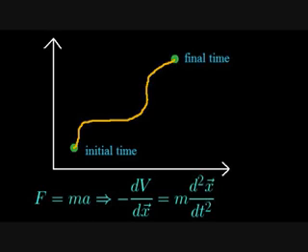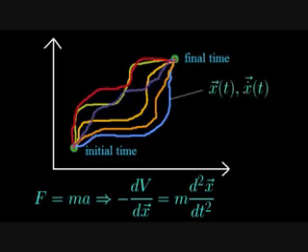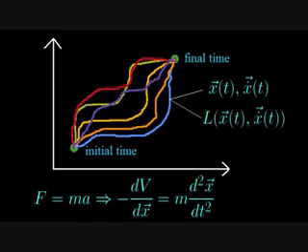The principle is as follows. Draw all possible paths between the initial and final position of a particle. At each point on a trajectory, the particle will have a position and a velocity. Define a function called a Lagrangian that maps each point on a trajectory to a scalar. For a particle in a conservative force field, the Lagrangian is the kinetic energy minus the potential energy.